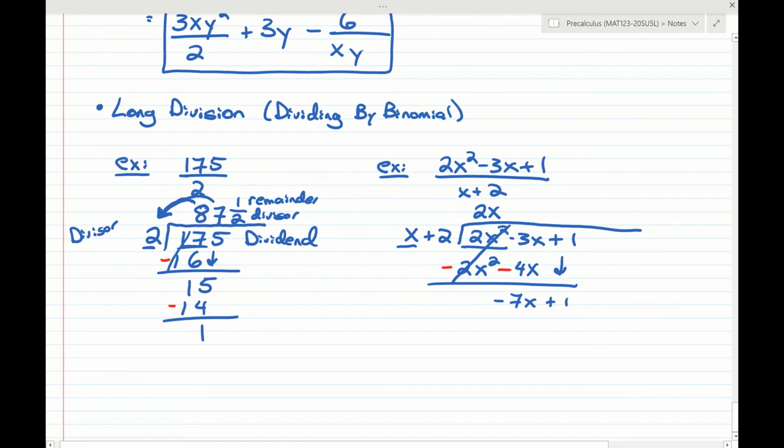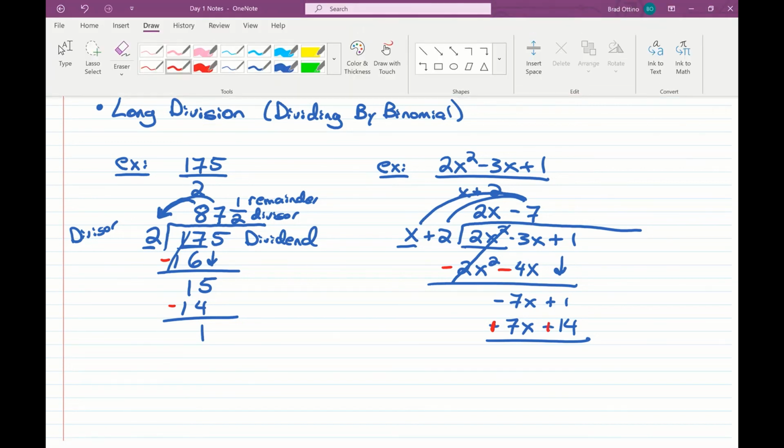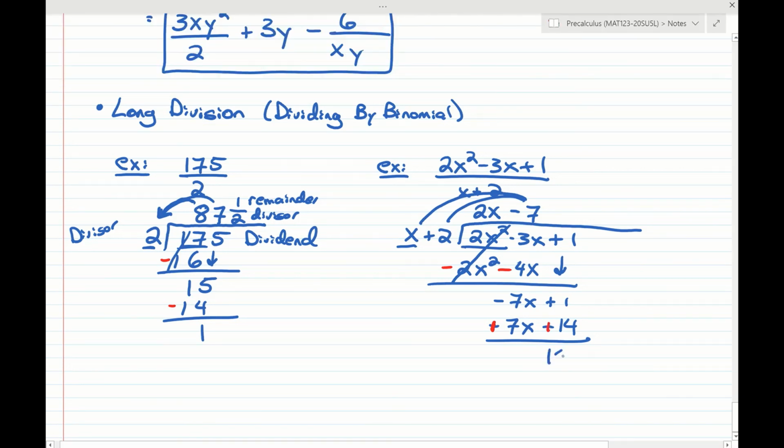So x times what is negative 7x? The answer is negative 7, and we're going to multiply negative 7 times x, negative 7 times 2. So negative 7x, and then minus 14. But remember, we always subtract. So we're subtracting a negative 7x. We're subtracting a negative 14. So we get just 15. There's nothing to bring down. So the way that we write our answers is we write plus the remainder over the divisor. This would be our final answer.